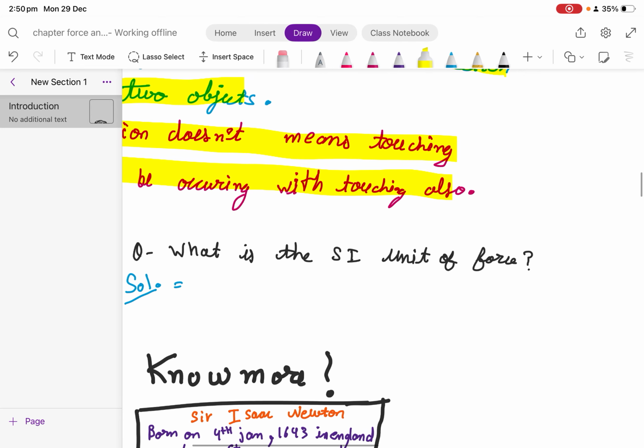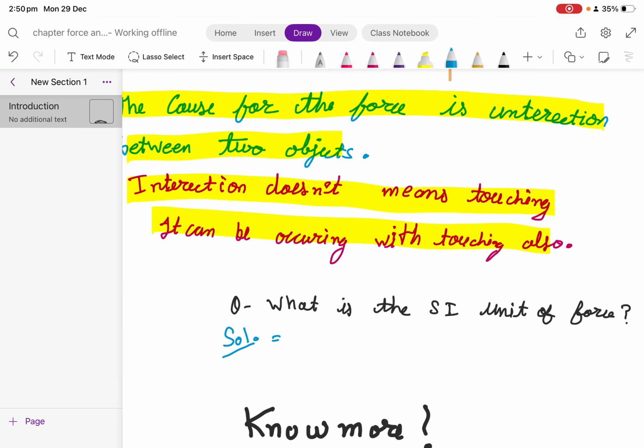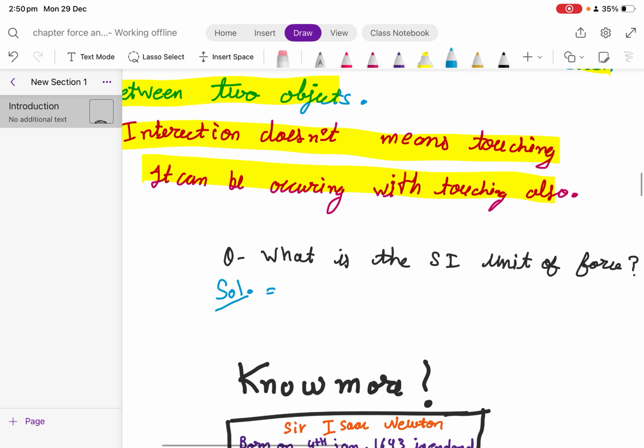Now, it's a question. What is the question? The question is, what is the SI unit of force? Yes, I have told you just now, the SI unit of force is Newton, or N.